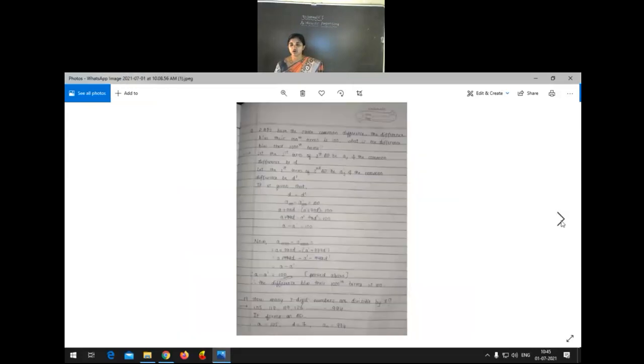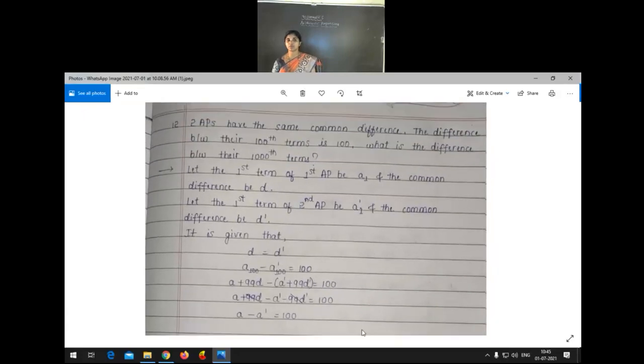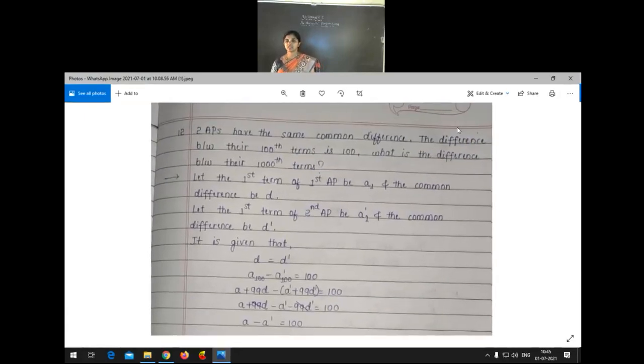If the page is not visible, you have to inform. Okay, so now it is visible now, students. 12th question. The 12th question page is visible now. Any one or two students just reply to me fast. Now the page, yes. Okay, thank you, Bhumika.